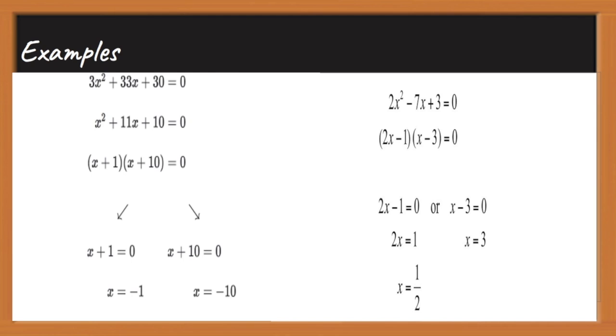The equation is 2x squared minus 7x plus 3 equals 0. We will factor it into 2x minus 1 times x minus 3 equals 0. Then we will set those factors equal to 0 and solve for x. In the first, x will be 1 over 2, and in the second, x will be equal to 3.